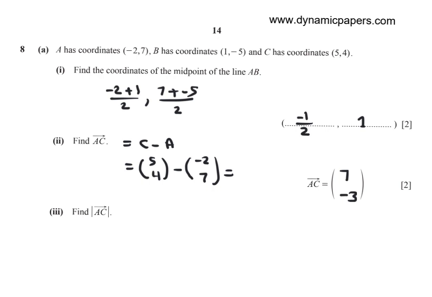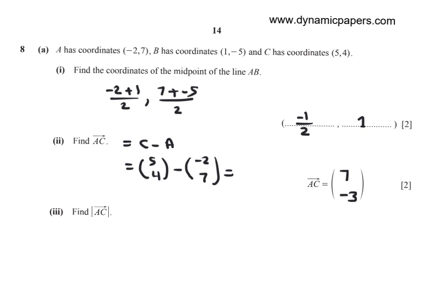So remember, vector AC, C minus A. Vector MN, N minus M. Vector AB, B minus A. So vector AC, C minus A. Or you can start from A to C. From negative 2 to 5, we have to add 7. From 7 to 4, we have to subtract 3. So 7 and negative 3.